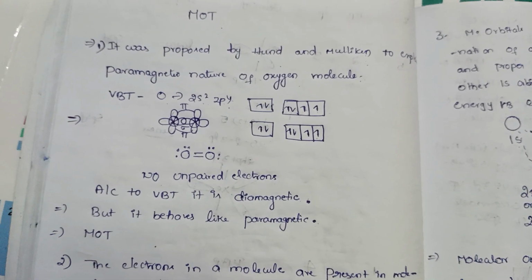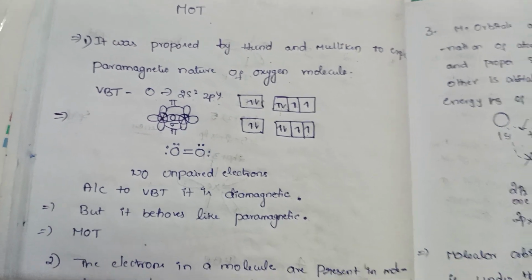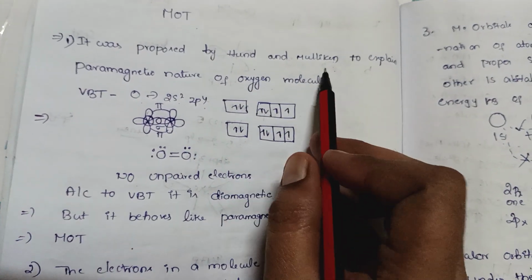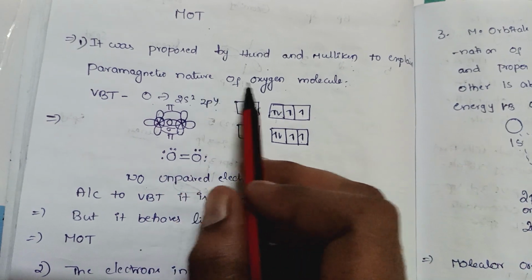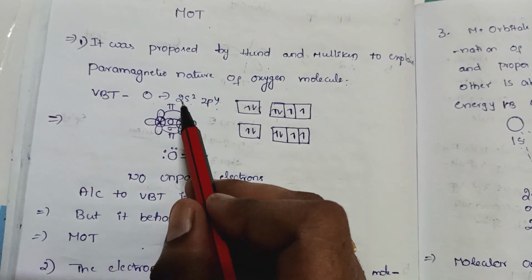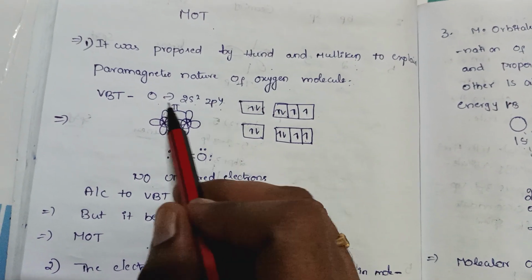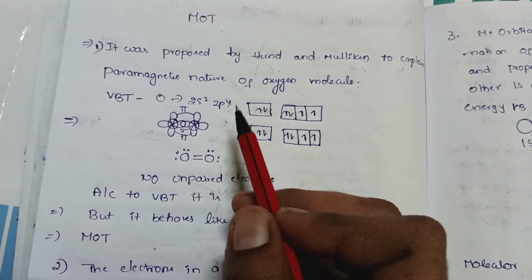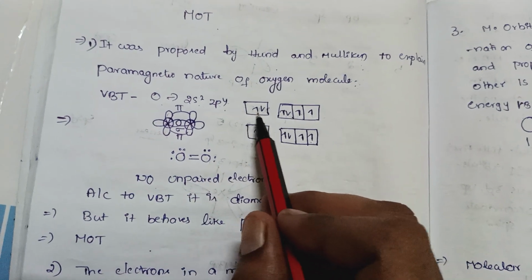Today we are going to discuss molecular orbital theory. It was proposed by Hund and Mulliken to explain the paramagnetic nature of the oxygen molecule. 2s2 2p4 is the valence configuration of oxygen, and this is one oxygen atom.